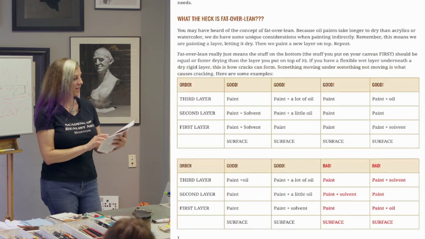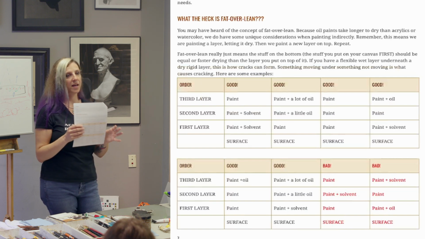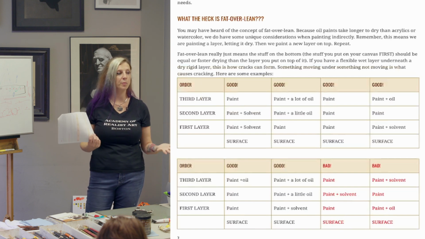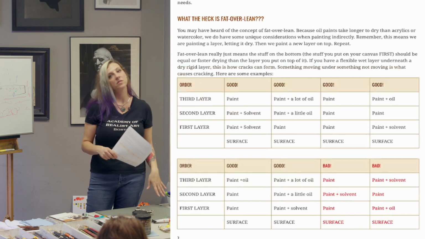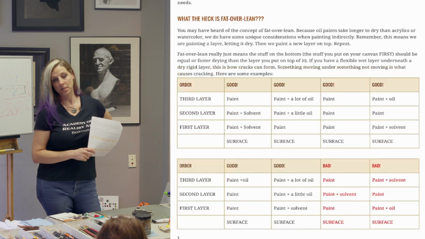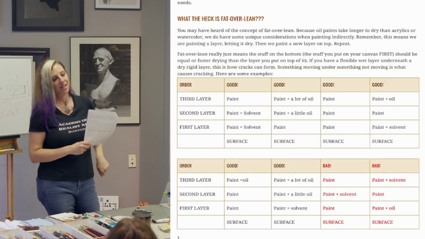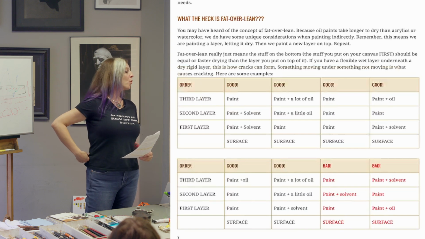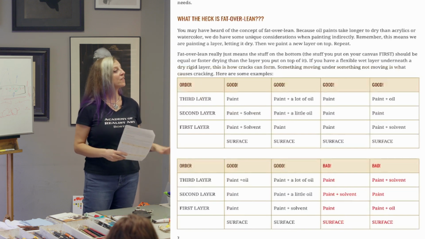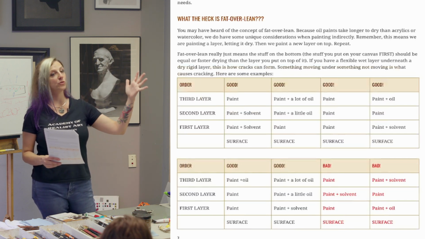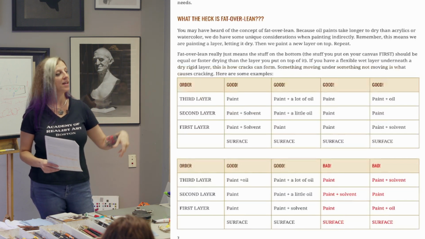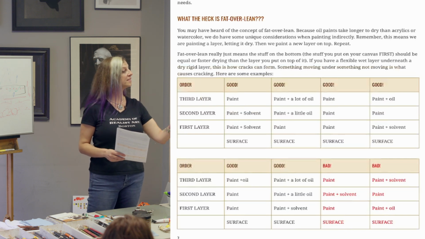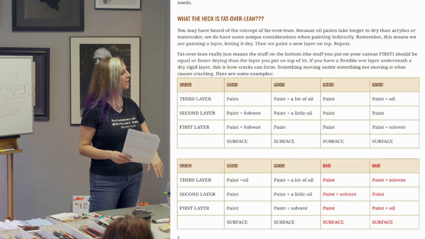Yeah, and then the fat over lean thing. Has anybody not heard of fat over lean before? I mean, if you're new to oil paint, it might not be familiar to you. Okay, so there's this term you're going to hear going around the halls called fat over lean, but I think it's more useful for you to think of it as fast drying things under slow drying things. Okay, so fat means oily, means the oil takes a long time to dry. Lean means there's less oil, so it takes less time to dry.